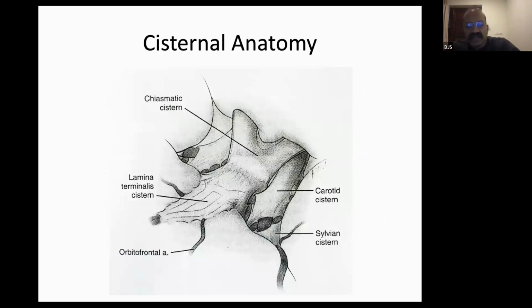Now, this is the lie of the cisterns that I was mentioning. You can see that these blood vessels are enclosed in cisterns, and this is the lamina terminalis cistern, which holds the anterior communicating artery. You can see the lamina terminalis cistern encasing the anterior communicating artery.